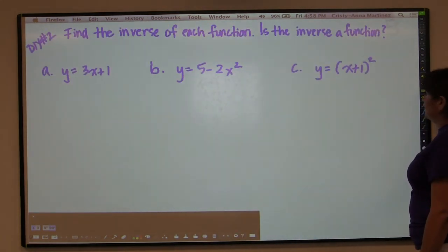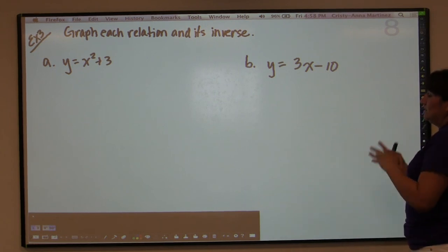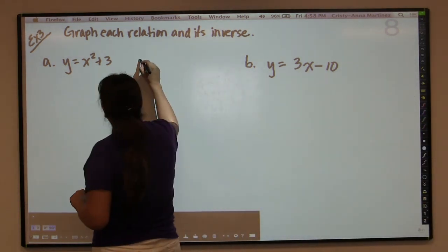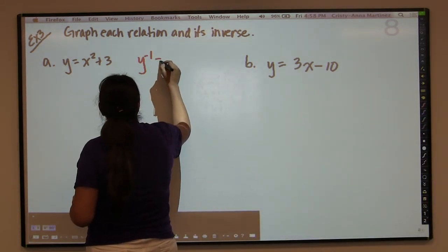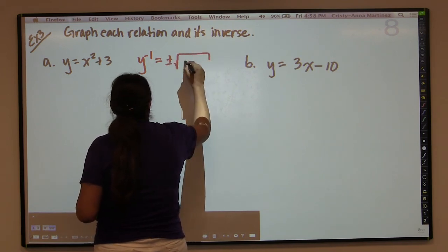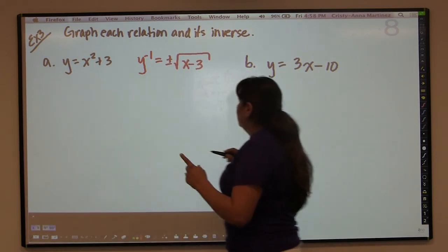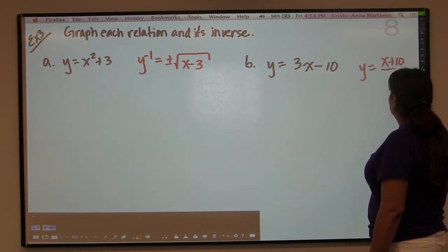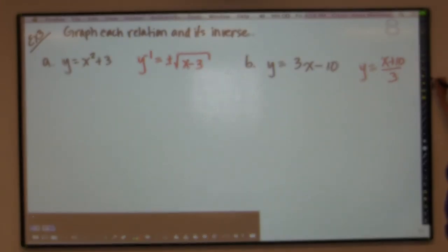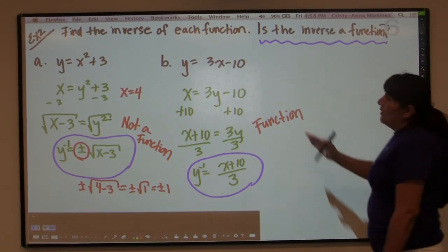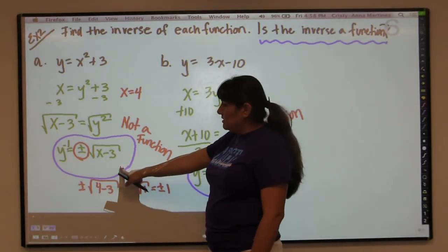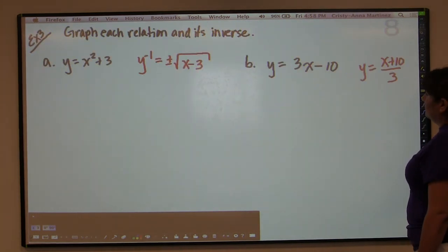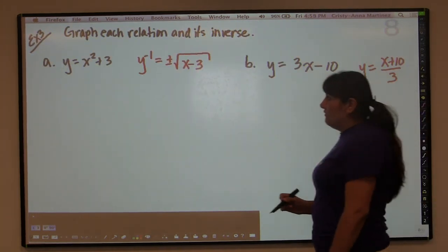And the reason why I bring that to your attention is because they're asking me to graph the relation and its inverse. So what I want to do right now is bring up the inverse function. I don't have to do it all over again because I already know from earlier that that was the inverse function. This is information that I'm recalling from over here. We already found the inverse of those functions. It was plus or minus the square root of x minus 3 and x plus 10 divided by 3. So that is what I'm using here. But they want us to graph them both.